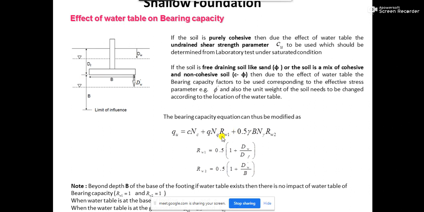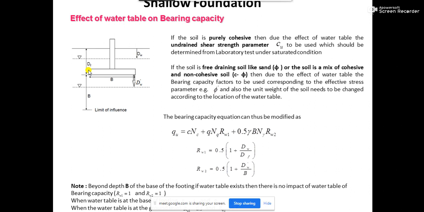That means your gamma D Nq term remains unaltered. That means your gamma is remaining unchanged. Whatever gamma you have for this portion of the soil, you can directly use the value of the gamma bulk or whatever gamma you have calculated from your testing of that soil. That gamma you can directly use in the equation.